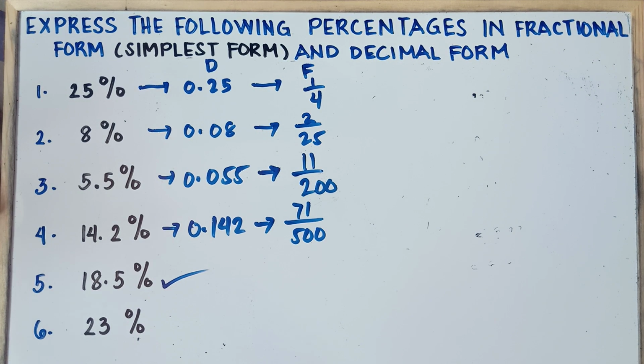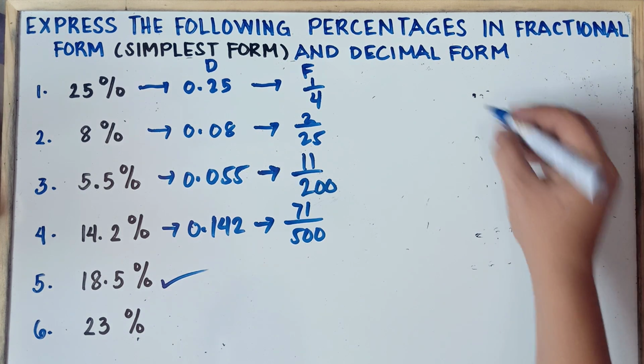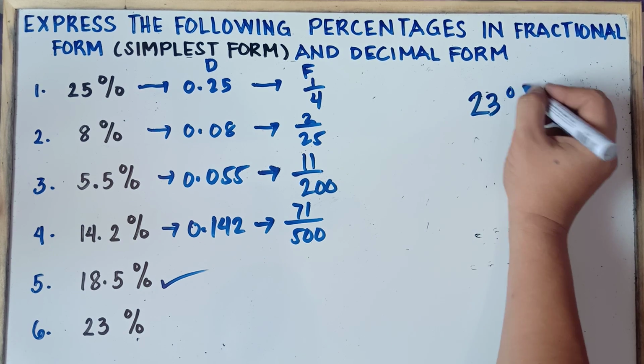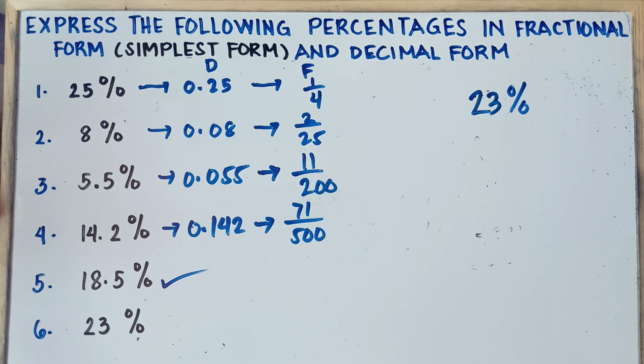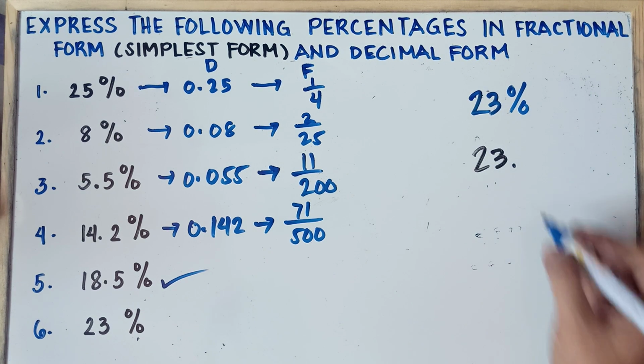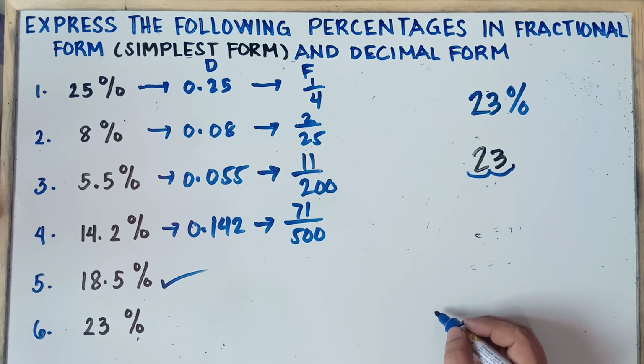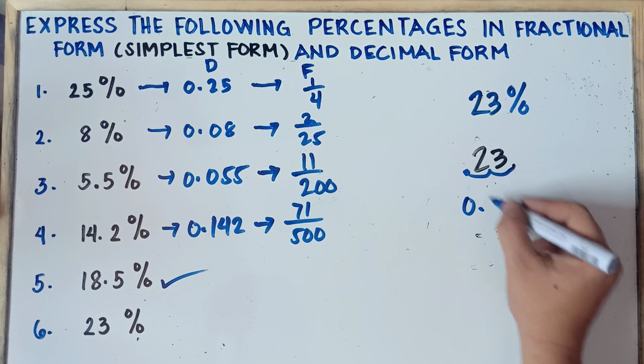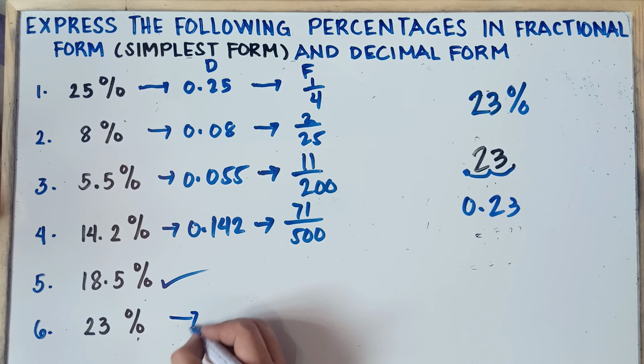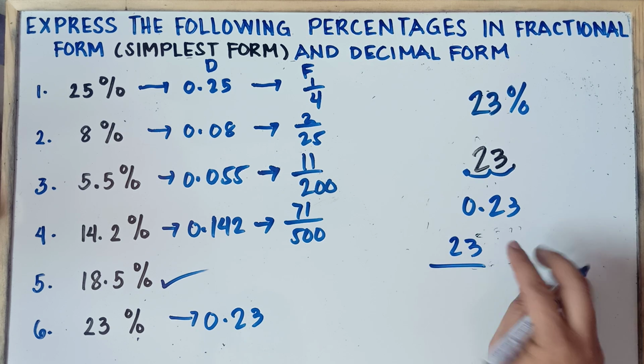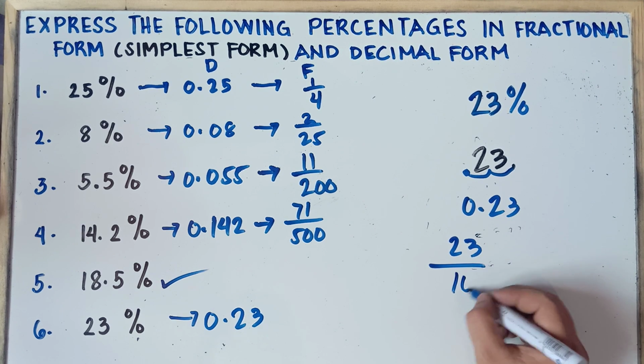So let's have the last example, class. Example number 6, 23%. So 23%. Once again, simply move the decimal point right to left twice. So this 23, the decimal point is here. Move right to left twice, 1, then 2. So that would be 0.23. Convert it into fraction. So that would be 23 over 100.